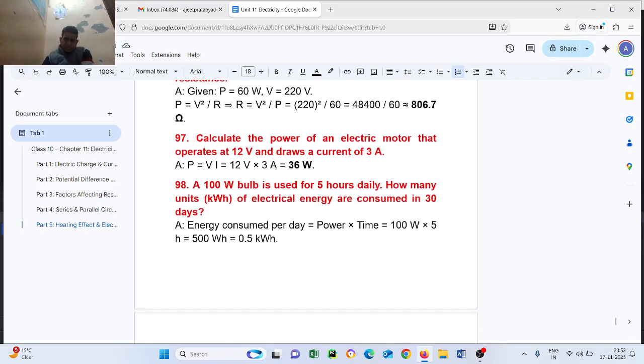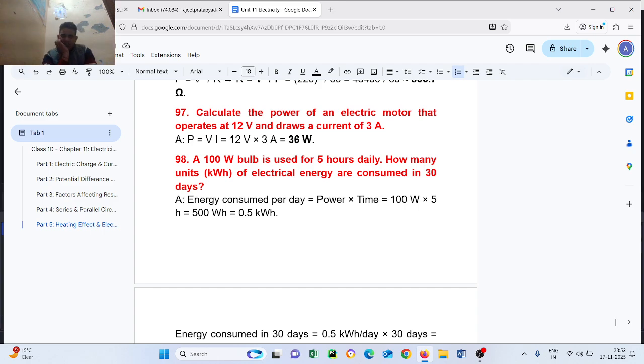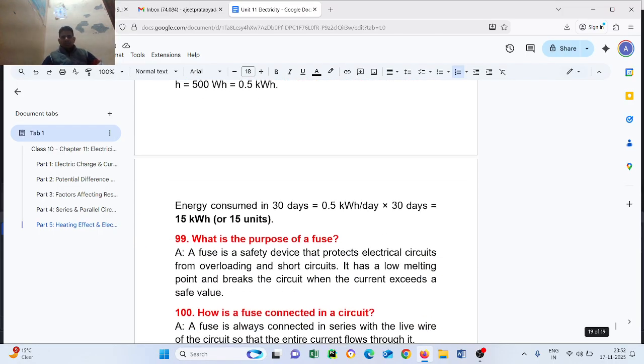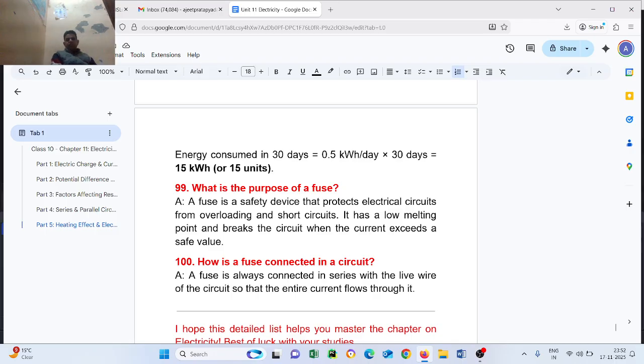Question number 98. A 100 watt bulb is used for 5 hours daily. How many units, kilowatt hour, of electrical energy are consumed in 30 days? Energy consumed per day equal to power multiplied by time, 100 W multiplied by 5 hours equal to 500 watt hour, that is 0.5 kilowatt hour. Energy consumed in 30 days equal to 0.5 kilowatt hour per day multiplied by 30 days equal to 15 kilowatt hour.